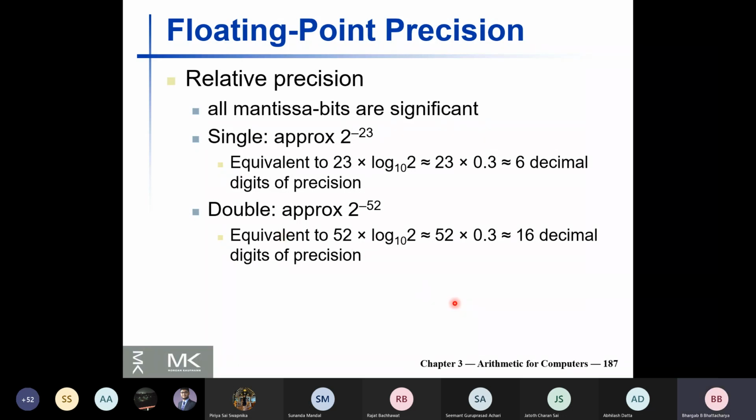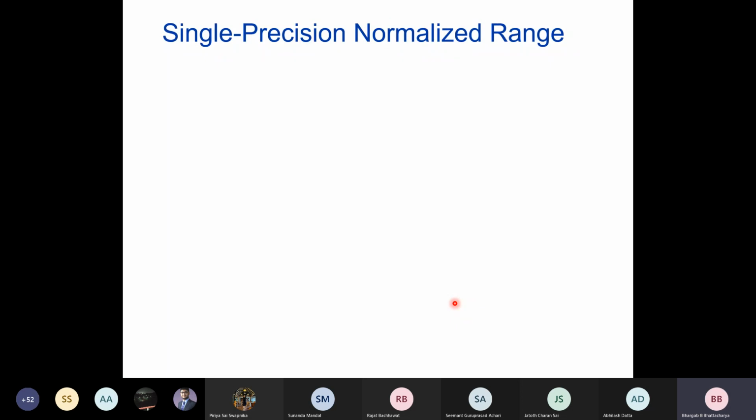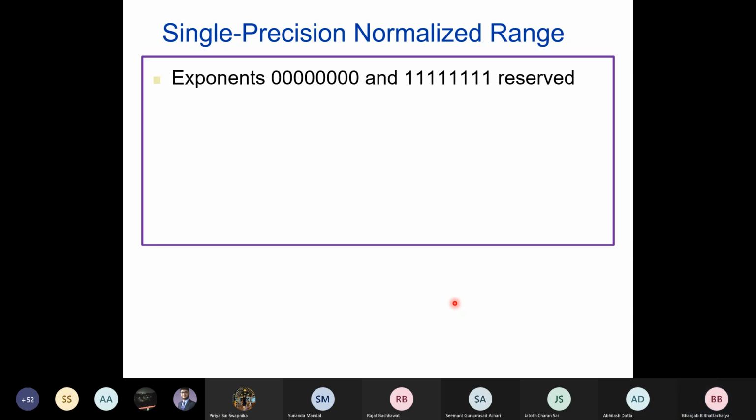Well, so now we would like to look a little bit critically at the single precision normalized range and see what happens when one goes beyond the range. Just recall that we have discussed that exponents all 0 and all 1 are reserved.